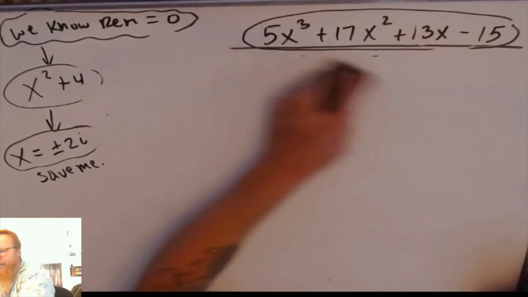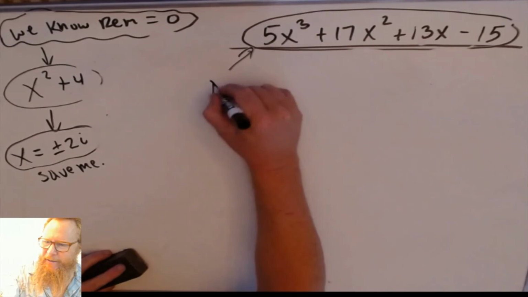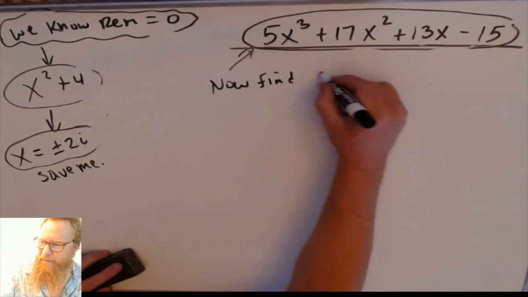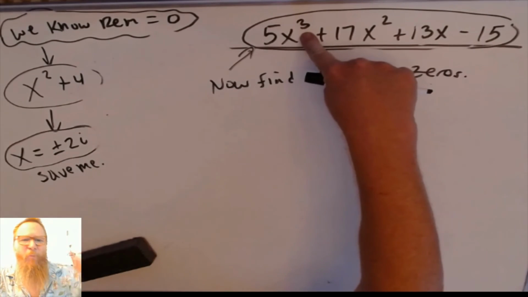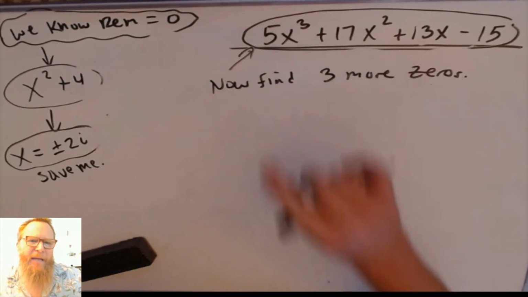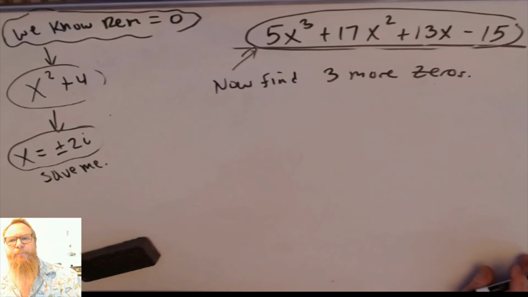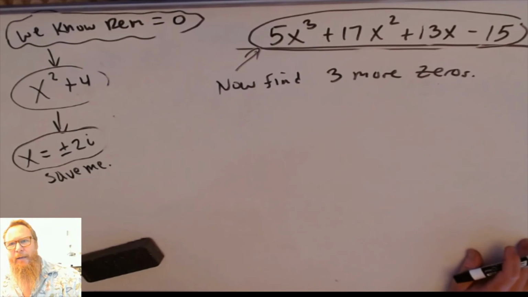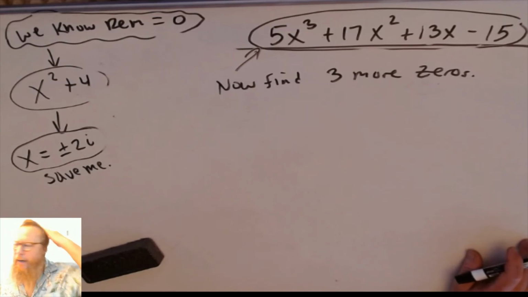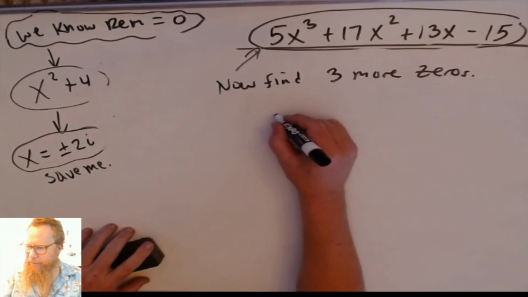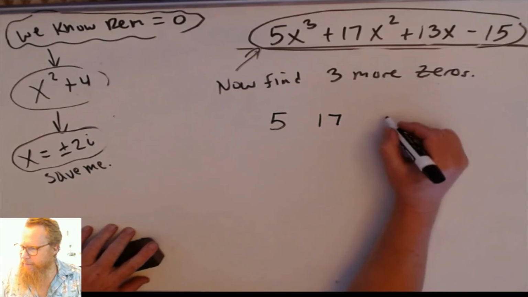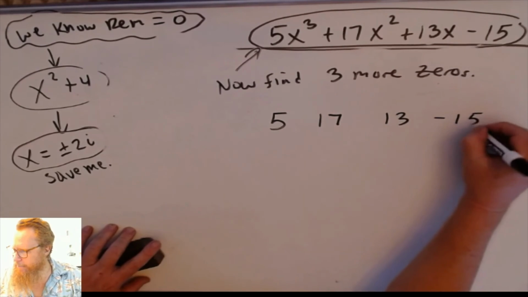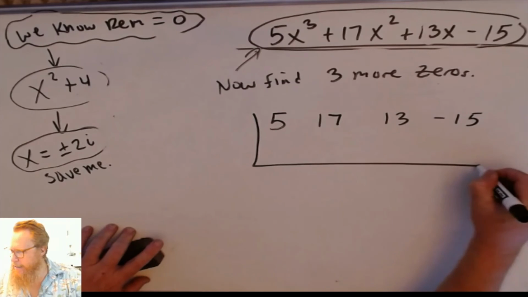So let's go ahead and solve 3 more zeros. In general, whatever the exponent is, that's how many solutions you expect to get. Okay. Let's see. We got 5. Now we can use synthetic division. 17, 13, and negative 15. Going back to synthetic.